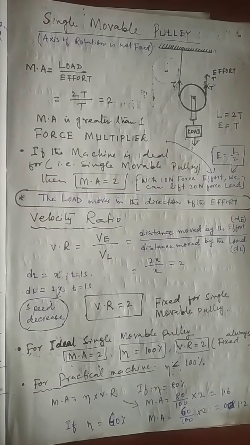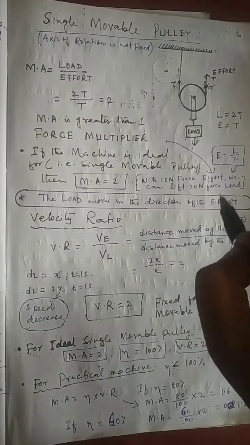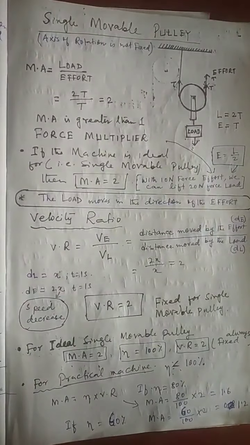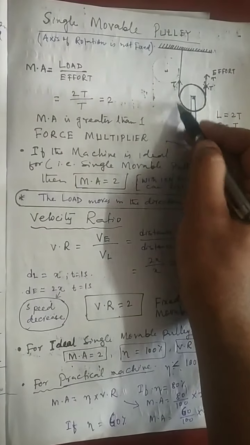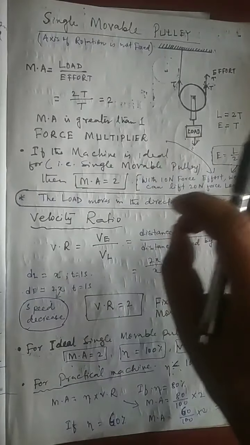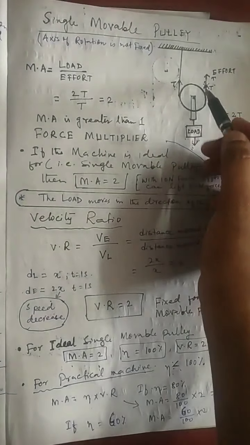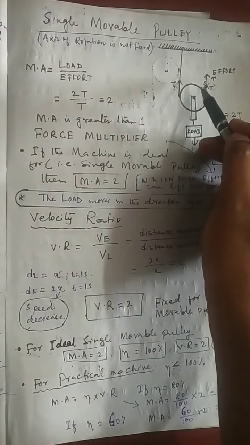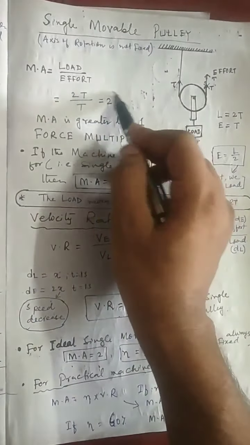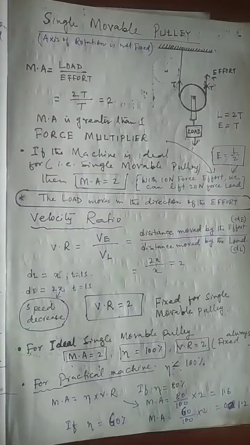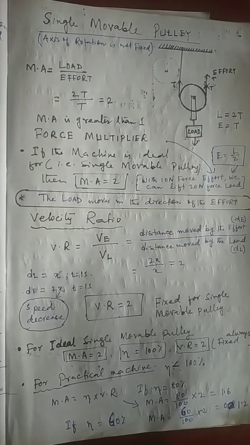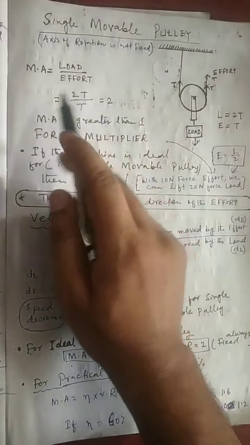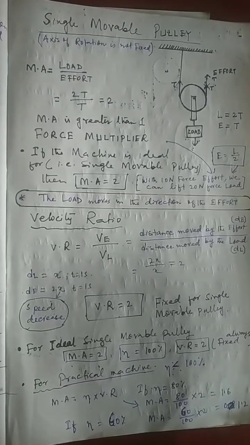And what is the condition for the ideal case? This rope is massless, which is practically impossible. This pulley is massless, which is practically impossible, and the friction between the rope and the pulley is 0, which is practically impossible. But when the rope and pulley have no friction, then the mechanical advantage will be 2. Otherwise it is less than 2. But this is not the practical mechanical advantage. This is the ideal condition. Ideal machine, single movable pulley.